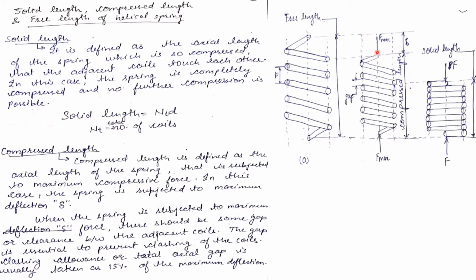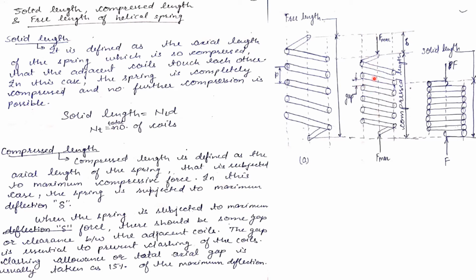And what is the maximum force? Actually, this is not the maximum force. It is not more than the load in case of solid length spring. Why do we call it the maximum compressive load? If we apply a load more than this F maximum, then there will be no gap between the adjacent coils. If there is no gap between the adjacent coils, then the spring will become the solid length spring. So for some gap between the coils, this will be the maximum load. After that, we cannot apply a load more than this load.